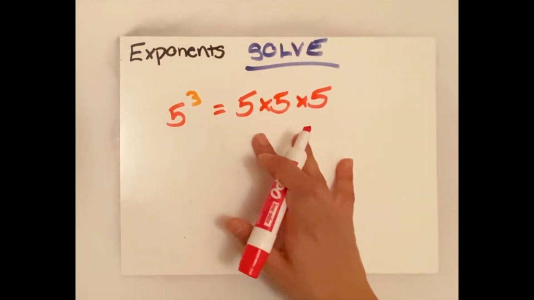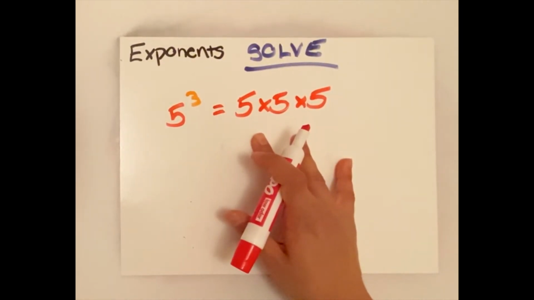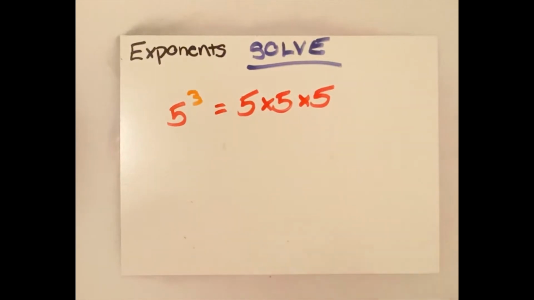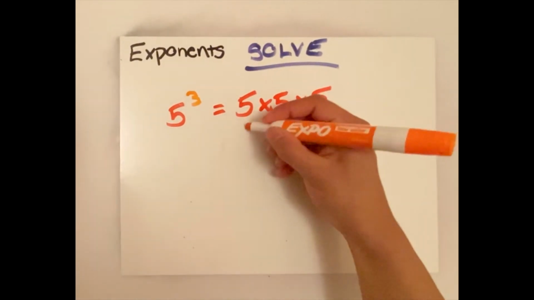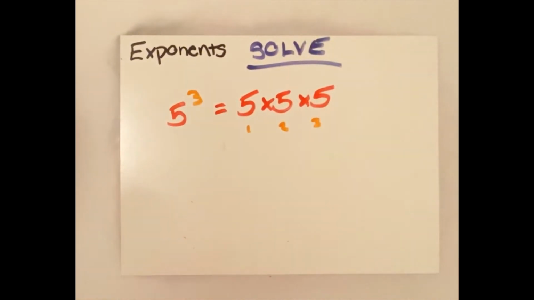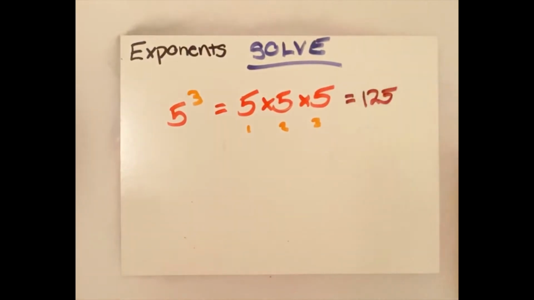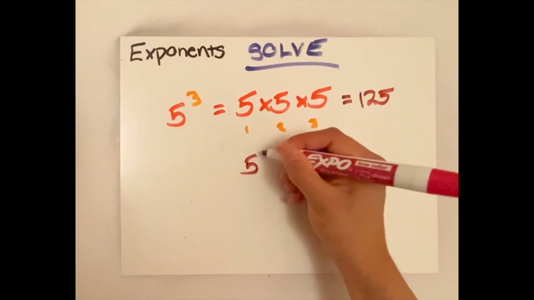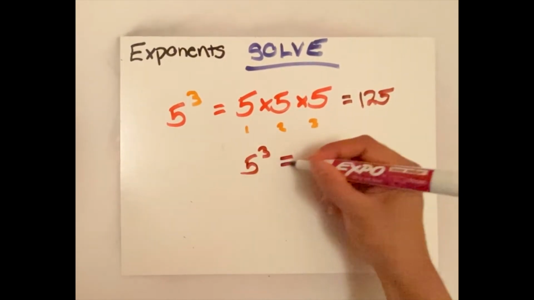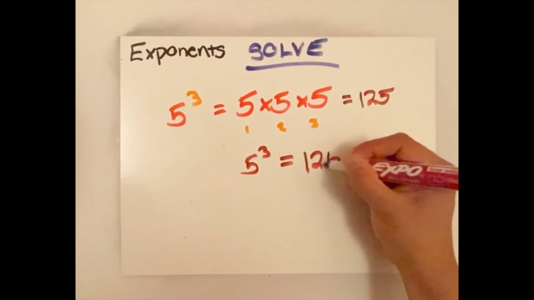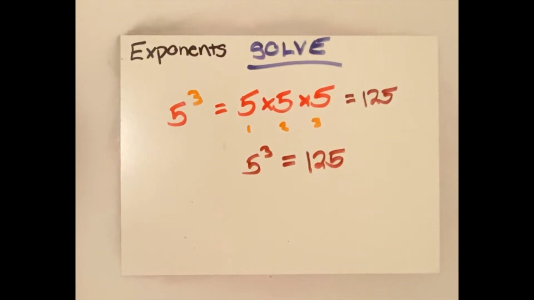And here you notice we have the expanded form that I talked about earlier. You see we have three 5s: 1, 2, 3. And 5 times 5 times 5 is equal to 125. Therefore we say that 5 cubed, or 5 to the power of 3, equals 125. Let's do another one.